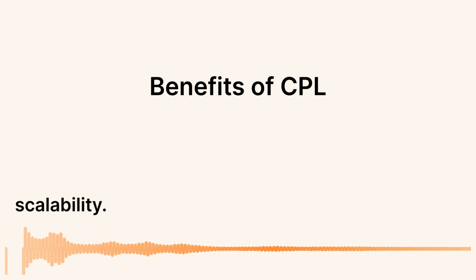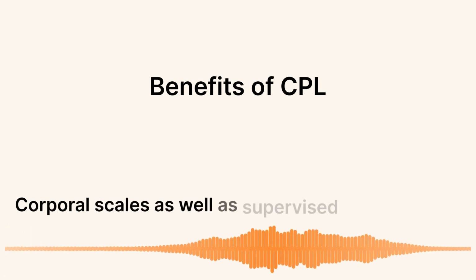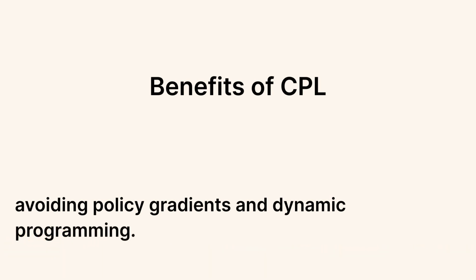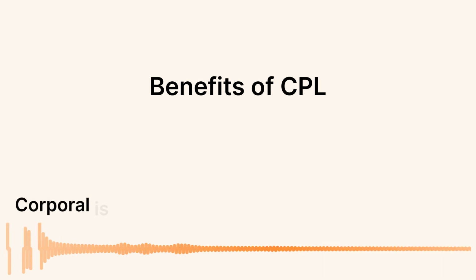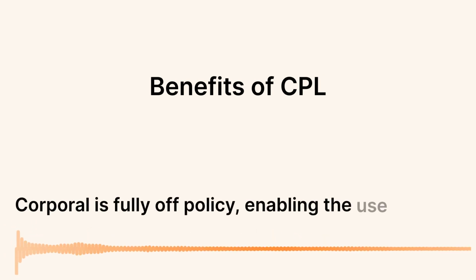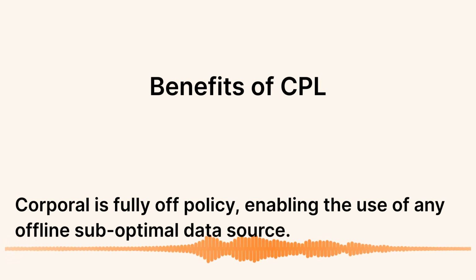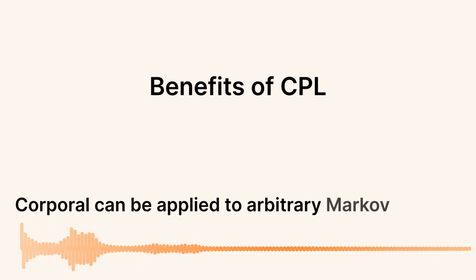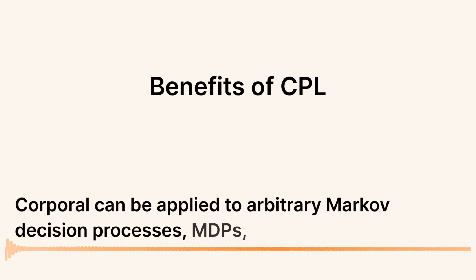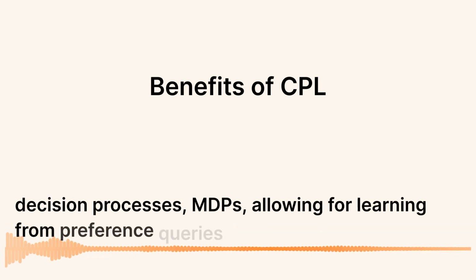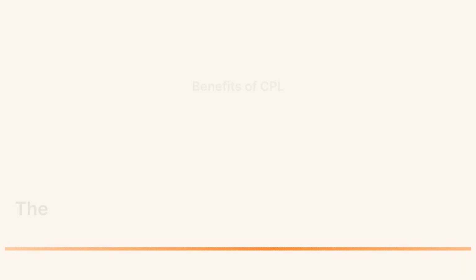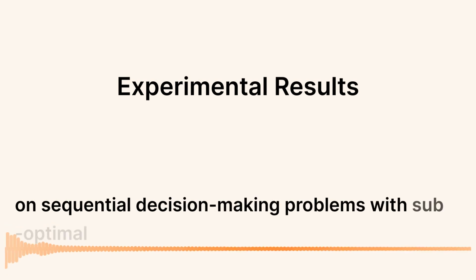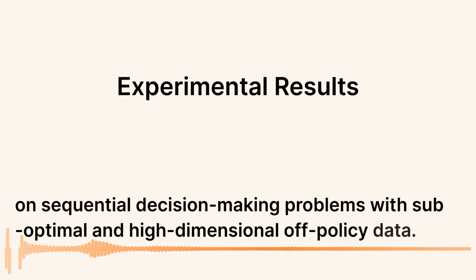1. Scalability. CPL scales as well as supervised learning, avoiding policy gradients and dynamic programming. 2. Off-policy. CPL is fully off-policy, enabling the use of any offline suboptimal data source. 3. Generalizability. CPL can be applied to arbitrary Markov decision processes, MDPs, allowing for learning from preference queries over sequential data. The paper demonstrates CPL's effectiveness on sequential decision-making problems with suboptimal and high-dimensional off-policy data.